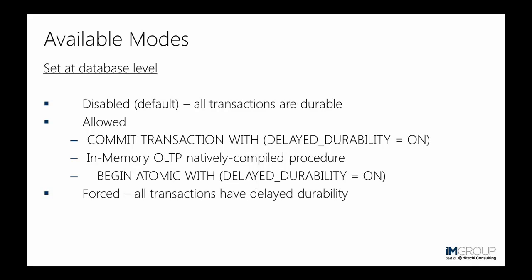Alternatively, with in-memory OLTP natively compiled procedures, we can use BEGIN ATOMIC with DELAYED_DURABILITY = ON. Then finally, the third option is forced. And this means all transactions against a database will have delayed durability. So what this would allow us to do would be to, at the database level, set delayed durability to be forced, and then with no changes to our applications, take advantage of this new feature.